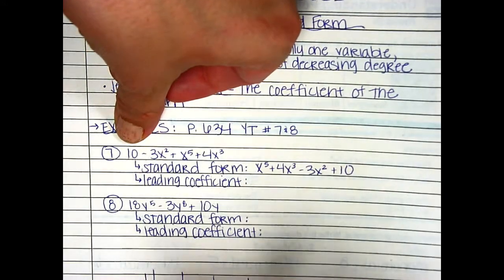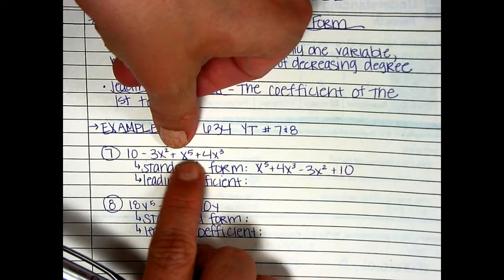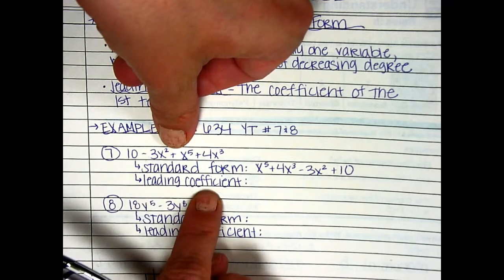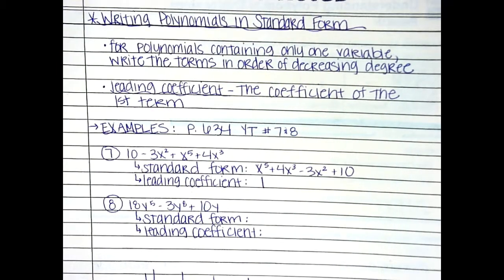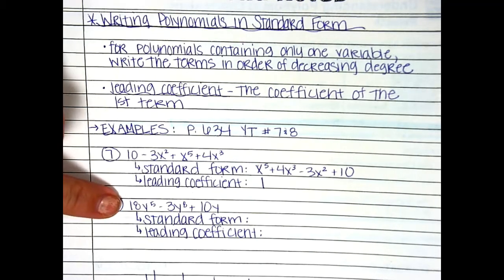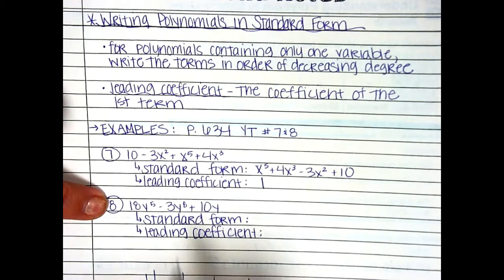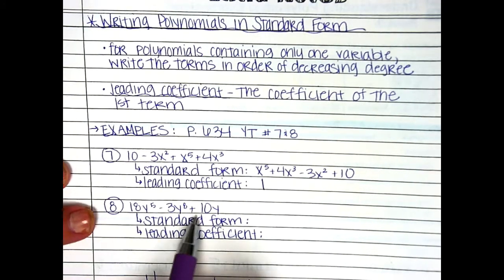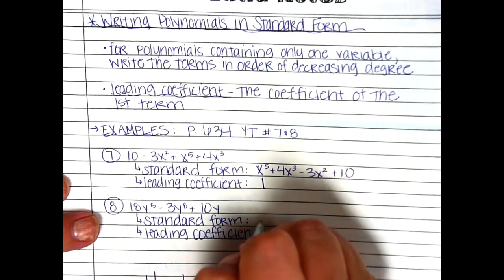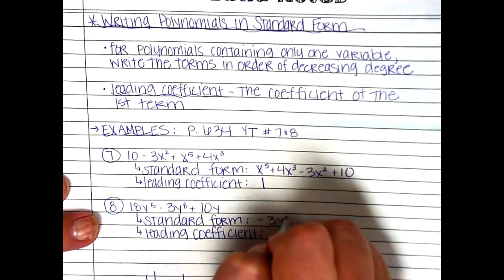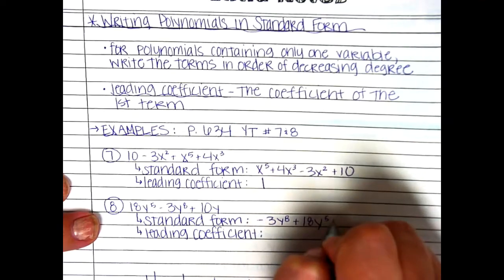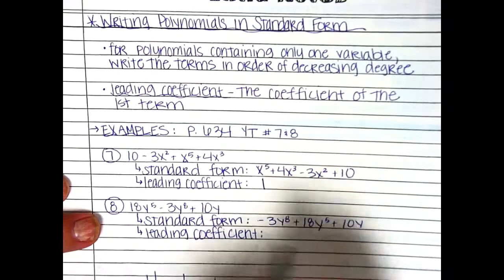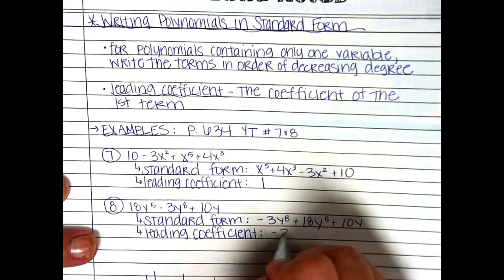It has nothing to do with the coefficient. Remember, we're only looking at the exponents. Okay, so that's going to make the leading coefficient 1. Remember that, again, when we have a variable with no number in front of it, we assume there's a 1 there. Okay, and then on number 8, I have 18y to the 5th minus 3y to the 8th plus 10y. So in standard form, that would be negative 3y to the 8th plus 18y to the 5th plus 10y, which makes my leading coefficient negative 3.